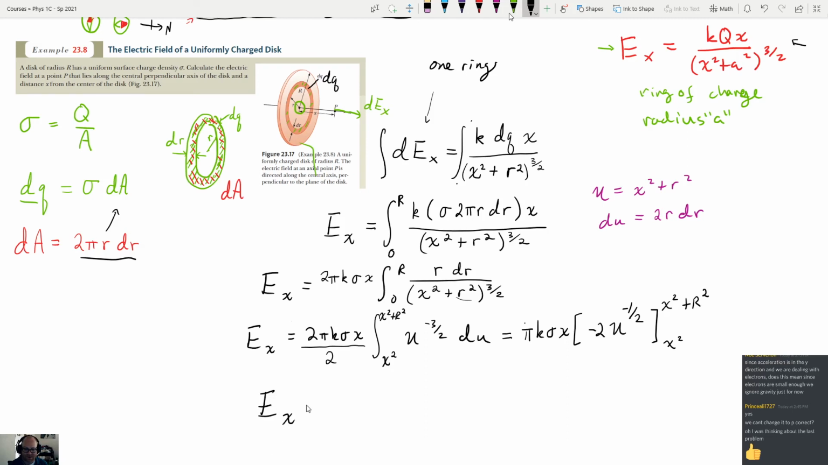All right, E sub x, then, what do we have? So we've got, again, pi k sigma x multiplied by, I guess we can pull the negative 2 out. So we'll have u to the negative 1/2, so that's going to be 1 over the square root of x squared plus R squared, and then minus 1 over x, I think. Right? x squared to the negative 1/2 would just be 1 over x.